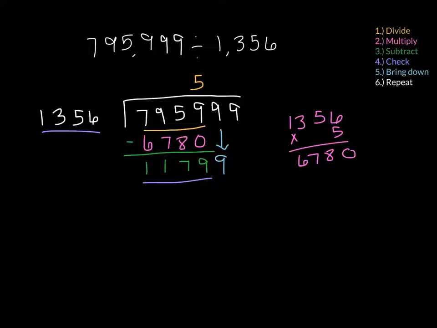So now 13 go into 117 about 9 times. So let's multiply that and see if that works. 1,356 times 9, you get 54, and then 50, and 33, and 12. That's actually going to be a little bit too big. So let's try 8. Sometimes this is trial and error.